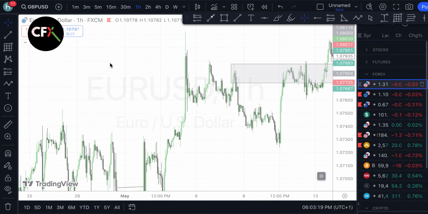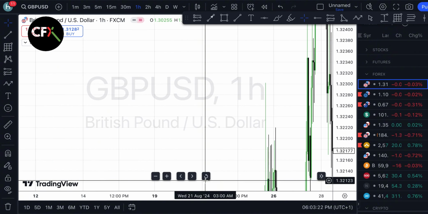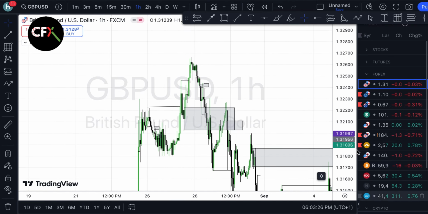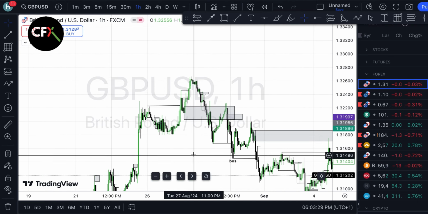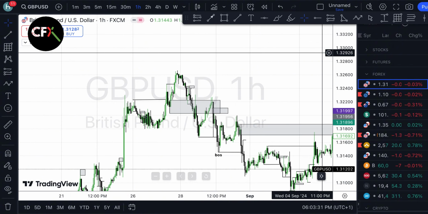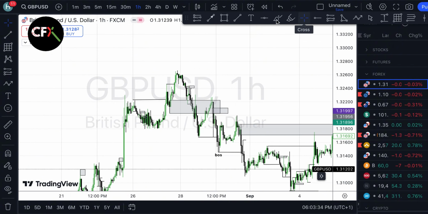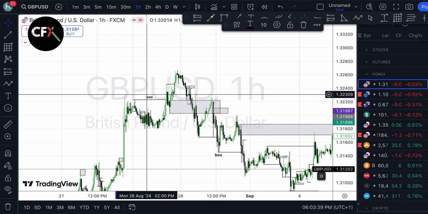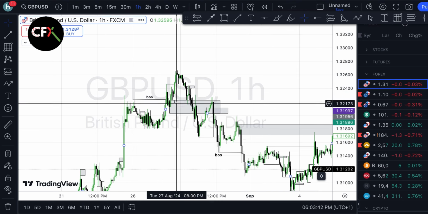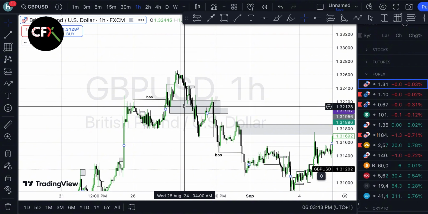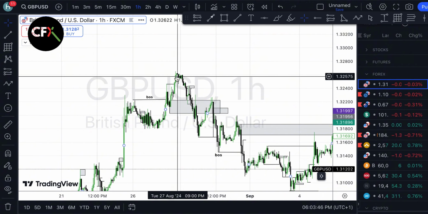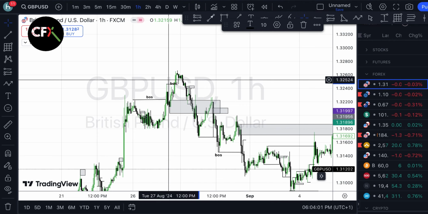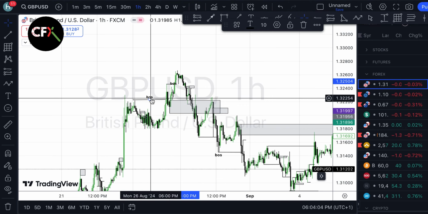This is the Euro USD. Let me show you GBP USD also. Okay, you can see what price did here. Price did a break of structure here. Boom. So price did a break of structure here. Yes, it did here.